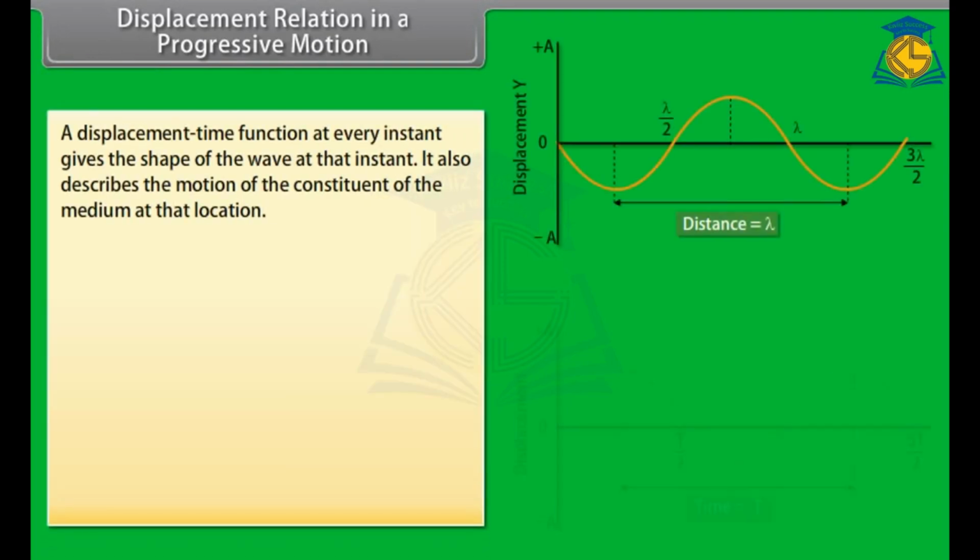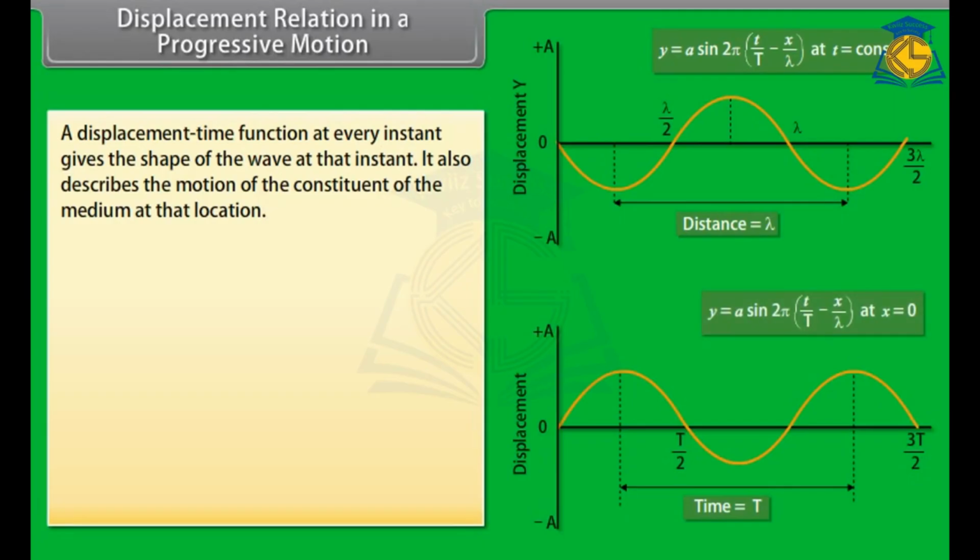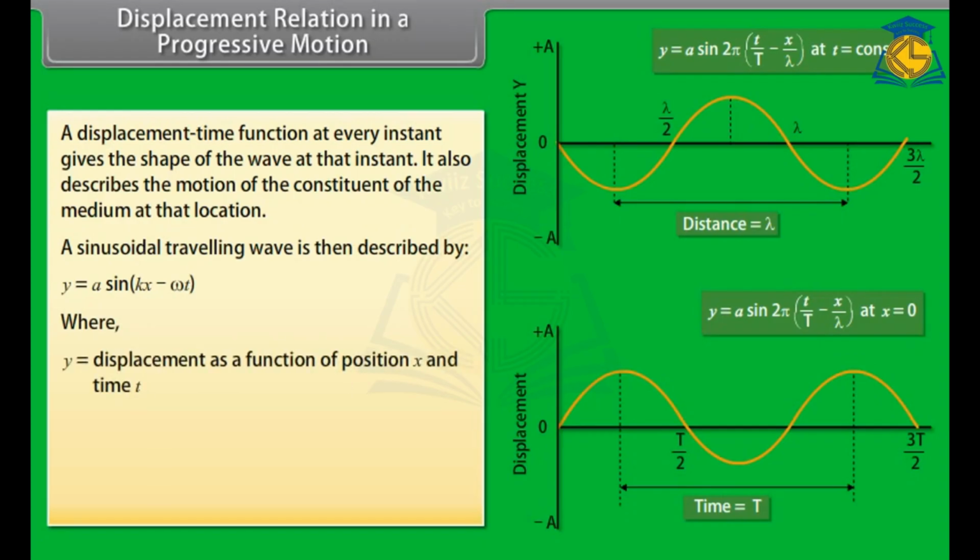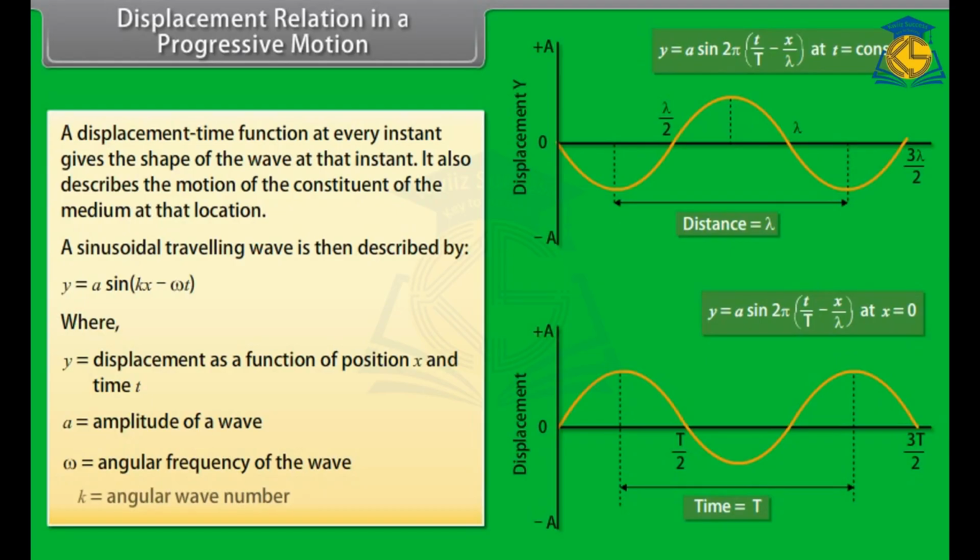Displacement relation in a progressive motion. A displacement time function at every instant gives the shape of the wave at that instant. It also describes the motion of the constituent of the medium at that location. A sinusoidal traveling wave is then described by y = a sin(kx - ωt), where y is the displacement as a function of position x and time t, a is the amplitude of the wave, ω is the angular frequency of the wave, and k is the angular wave number.